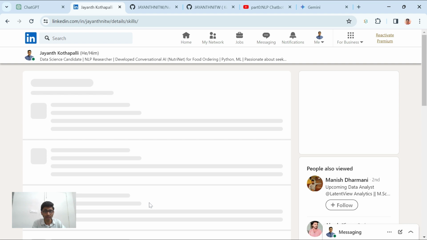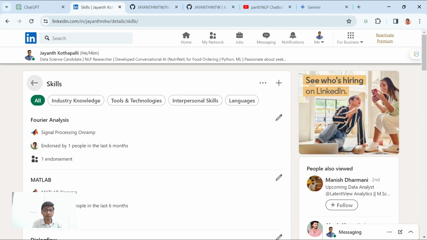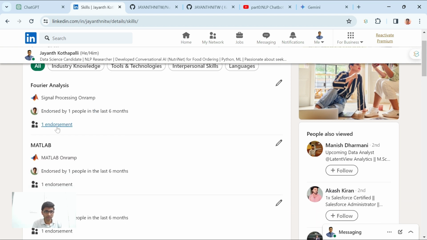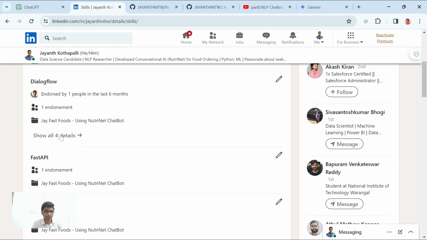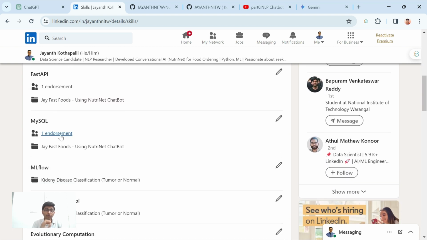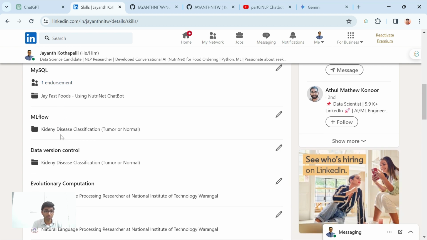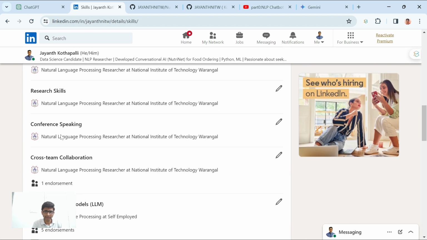This section is very, very important. The skills section will help the LinkedIn algorithm put you at the top of the search. See, signal on ramp. You should have at least 5 endorsements. As I got to know, you should have at least 5 endorsements, guys. See, my skills also I don't have.